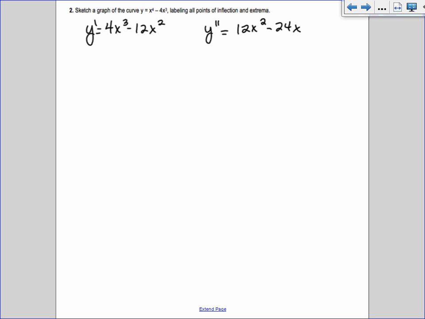All right, so this first one, I'm going to find when it's equal to 0. So I'm going to pull out a 4x squared, and I'm going to have an x minus 3. So I'm going to have x equals 0, and I'm going to have x equals 3.